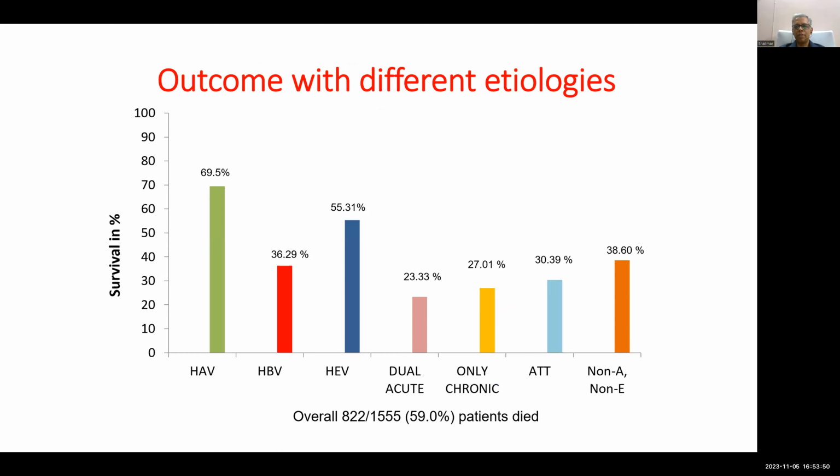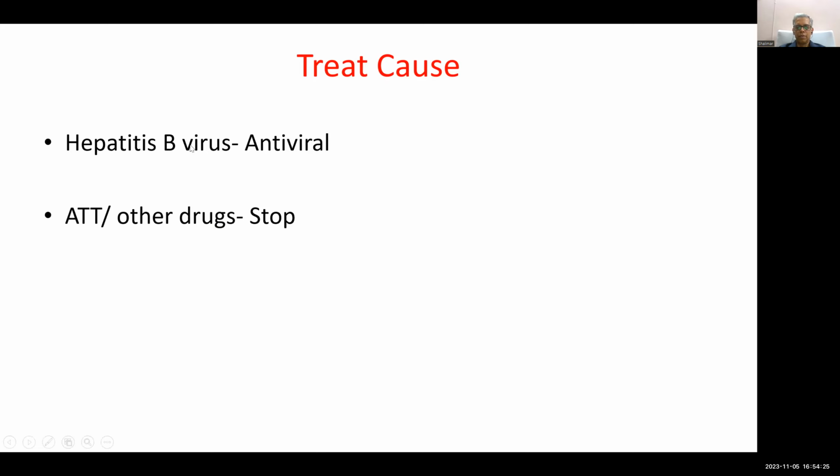Let's look at the outcome with different etiologies. What I showed you are the various causes. Hepatitis A and hepatitis E are associated with a good transplant-free survival. That means almost two-thirds of patients with hepatitis A and E are going to improve medically. But the rest of the etiologies have a dismal prognosis, and only about 25% of them are able to improve without transplantation. So etiology does have a role in predicting the outcome. When we talk about etiology, we have some specific antivirals available for hepatitis B, and for drugs, you need to stop anti-tubercular drugs and then start medications as we talked about.